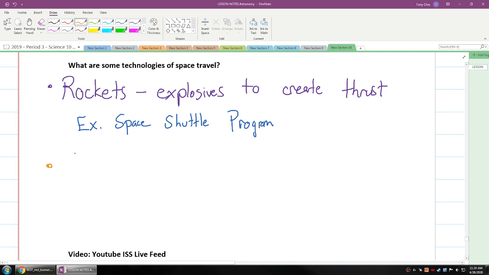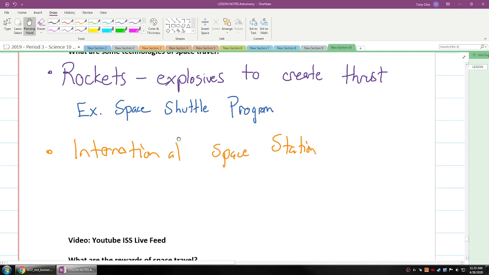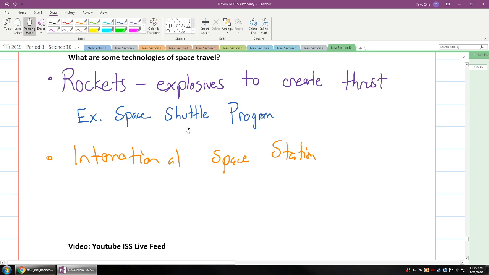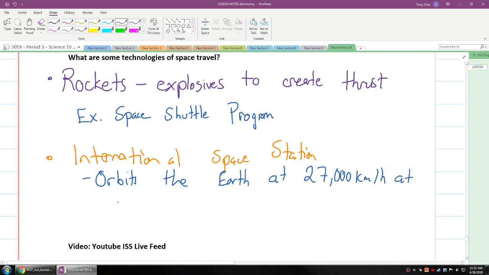Some other space travel, we have the International Space Station, which is a laboratory up in space that all the international nations combine together and try to conduct experiments up in zero gravity. And what this International Space Station does is it basically orbits the Earth at around 27,000 kilometers an hour at about 350 kilometers altitude.